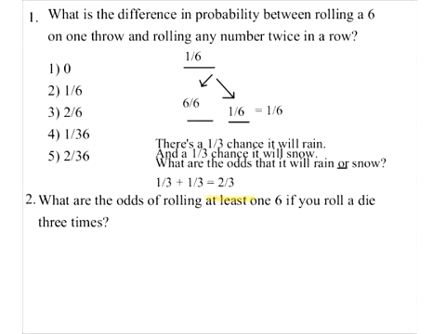"At least" is a very, very special trigger when it comes to probability. The reason is that it's very difficult to solve this directly. If I needed to work out the probability of getting at least one 6, I would need to take the odds of getting one 6 and add that to the odds of getting two 6s and add that to the odds of getting all three 6s. I would need to add all of those different pieces up. It would be very, very time consuming.